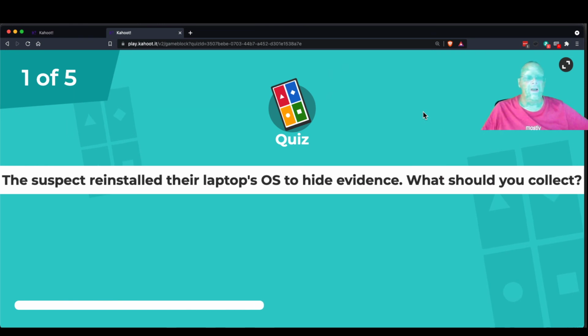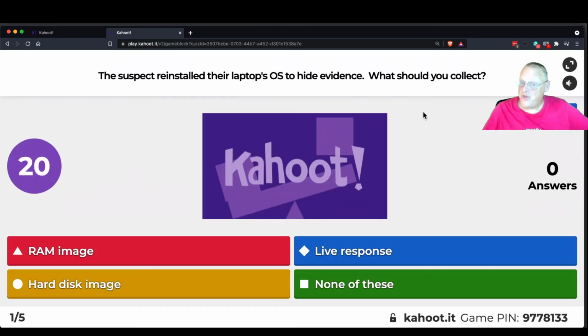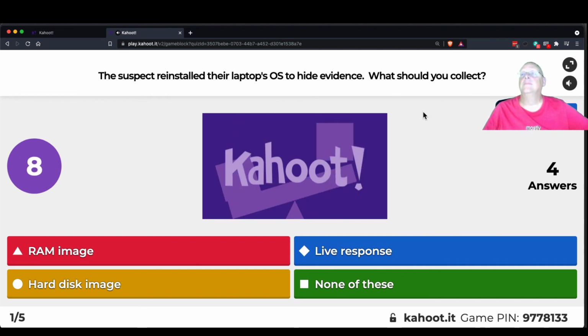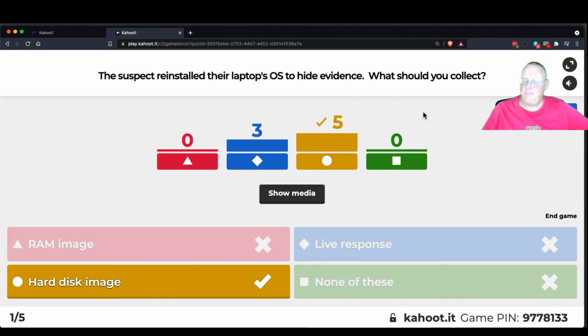All right, so the subject reinstalled their OS to hide evidence. Now what should you do? Yep, the hard disk image. This is a real case. This really happened to one of my instructors. They had a suspect doing something bad. They sent him a court order saying we need that laptop. And he said, gee, I just happened to sell that laptop to my attorney, and my attorney reinstalled the operating system, so all the evidence is gone.